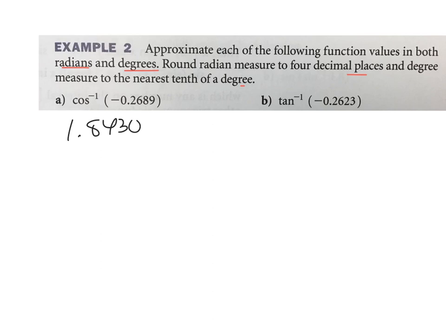Now if I change the mode to degrees and do the same thing, I'm going to go second cosine, -0.2689. And I actually hit the wrong button. Second cosine, -0.2689. And I got 105.6 degrees. And let's do one more of those. Second tangent, so I'm already in degree mode, so I'm going to do degrees first. Second tangent of negative, same number, 0.2623.